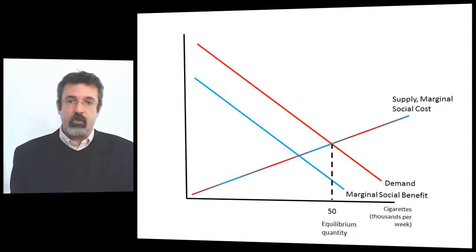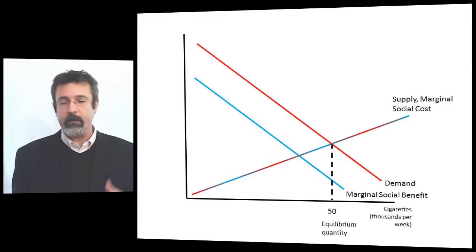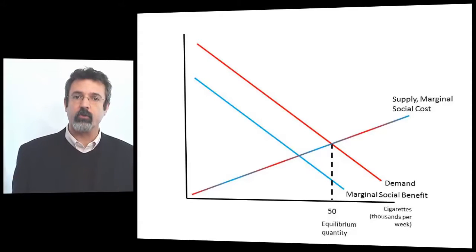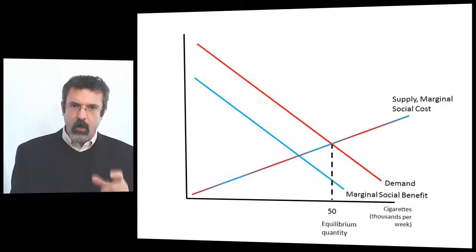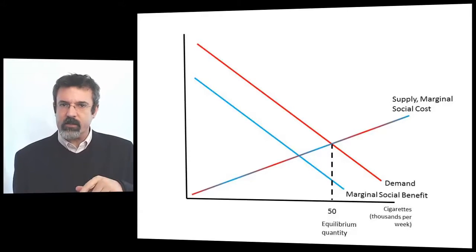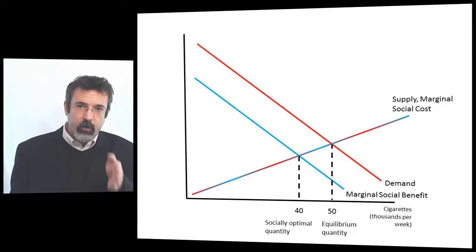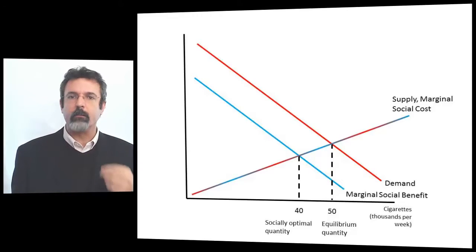When we put these two benefits together, the negative benefit from the people who experience the secondhand smoke and the positive benefit from the people who are smoking, we get the marginal social benefit. And this marginal social benefit is less than the marginal benefit or the demand to the cigarette smokers. So we see that the marginal social benefit intersects the marginal social cost at a quantity of 40. This 40,000 cigarettes per week is the socially optimal number of cigarettes.